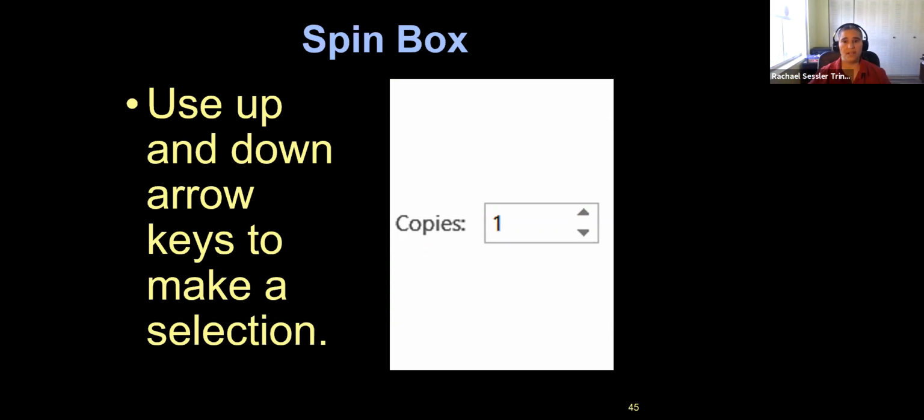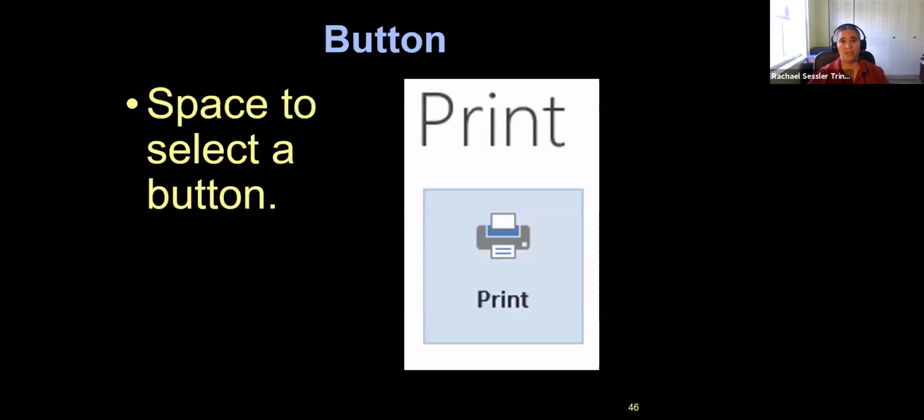A spin box, I have an example here of the printer number of copies. One is in the box and you would just use up and down arrow to make a selection. Very basic. A button, space to select a button. Sometimes you might need to hit Enter. Some buttons are odd and will work with space, some will work with Enter. Most should work with either.